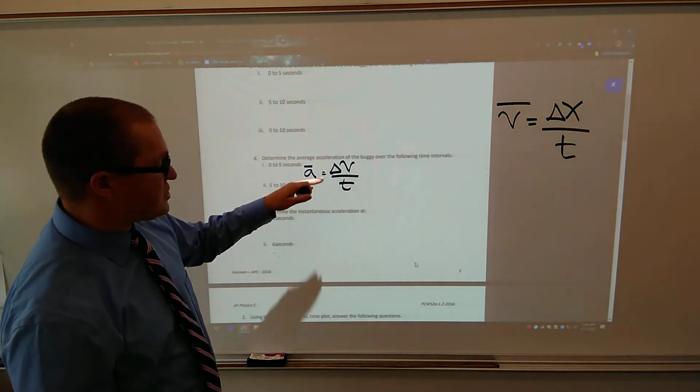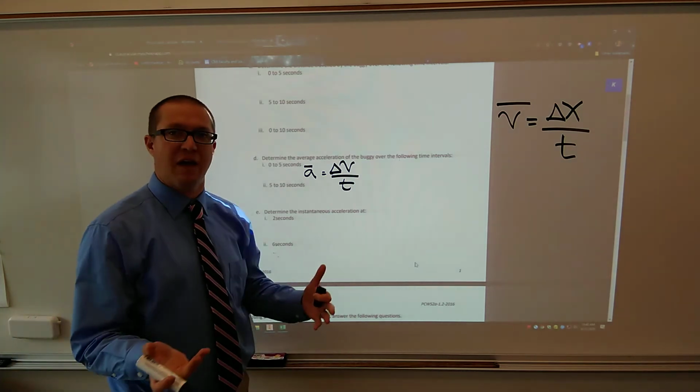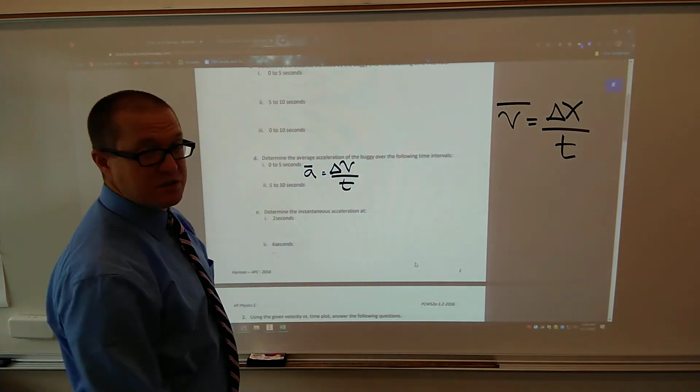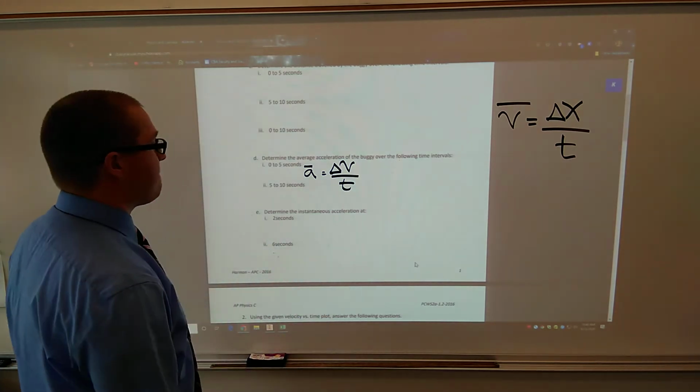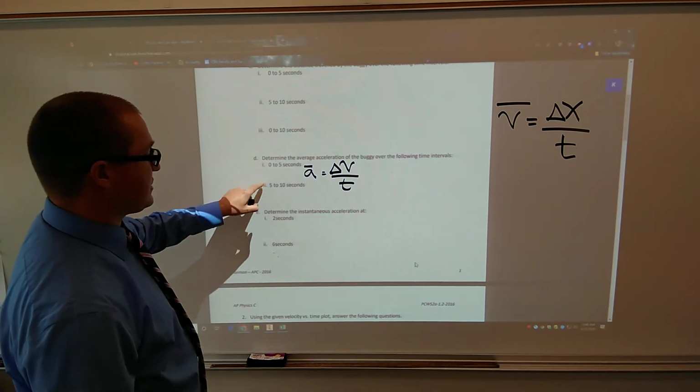It's the net change in velocity over time. Before we had constant acceleration, so we never really talked about average acceleration because they were always constant. Now they're not constant. We do have to consider average. So you look at the net change in velocity.